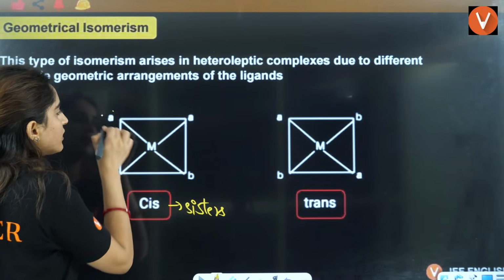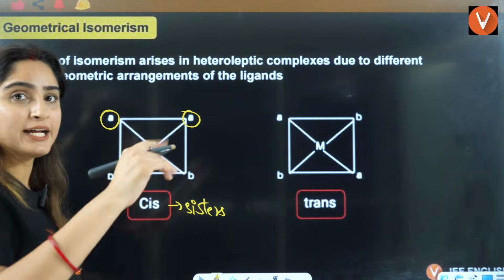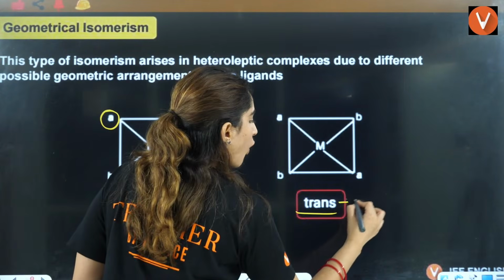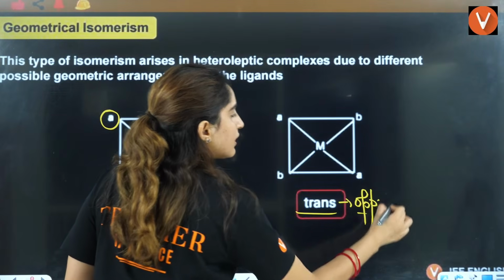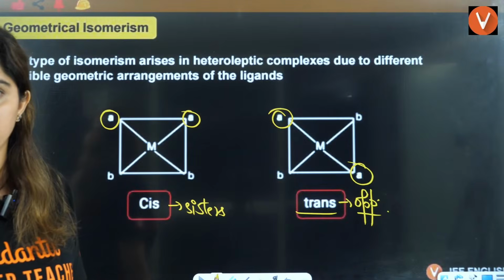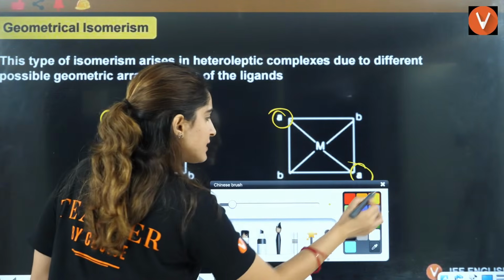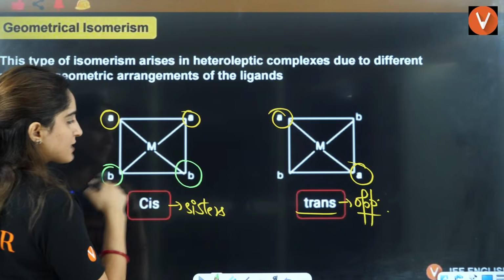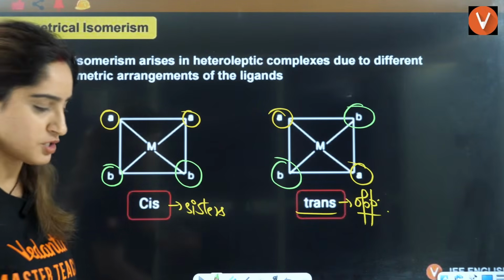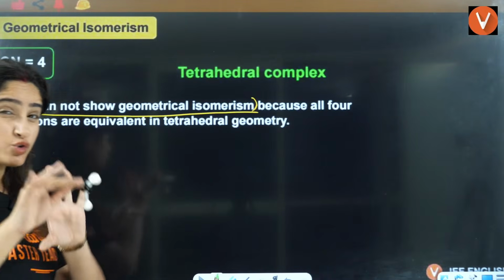So here, same kind of ligands will be side by side. Trans is opposite. Here, same kind of ligands will be on the opposite position, right? Same kind of ligand will be side by side. Same kind of ligand will be opposite position. Now, I just showed you the example here.